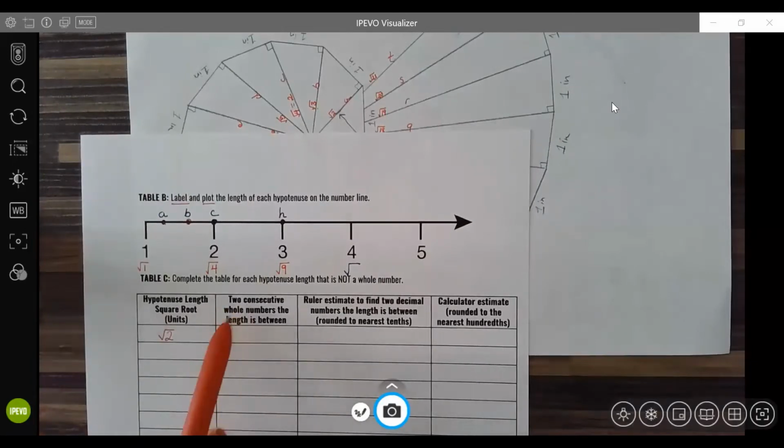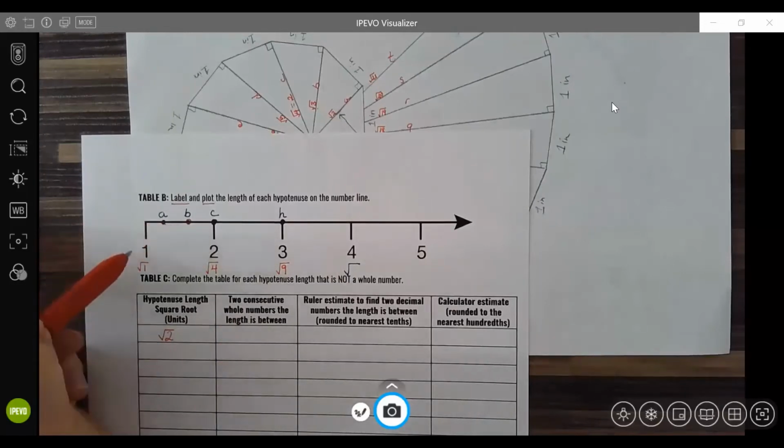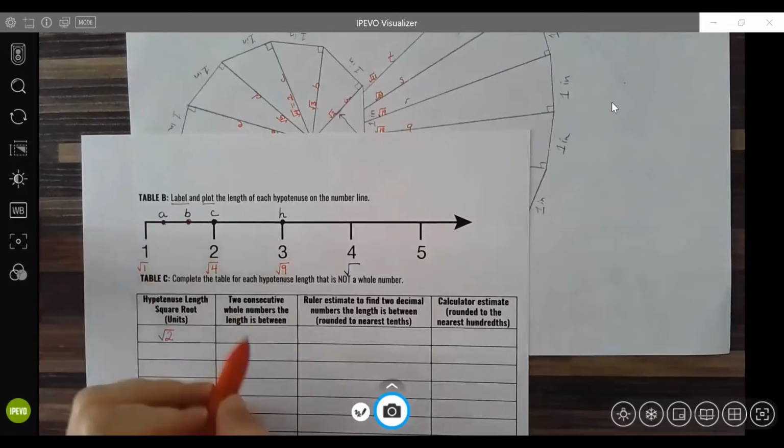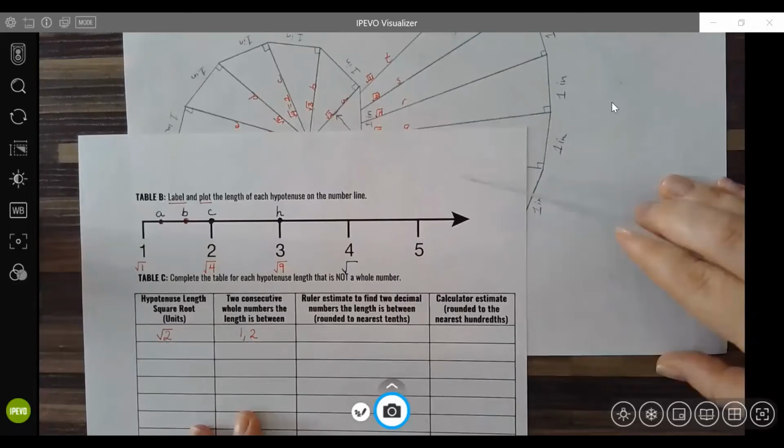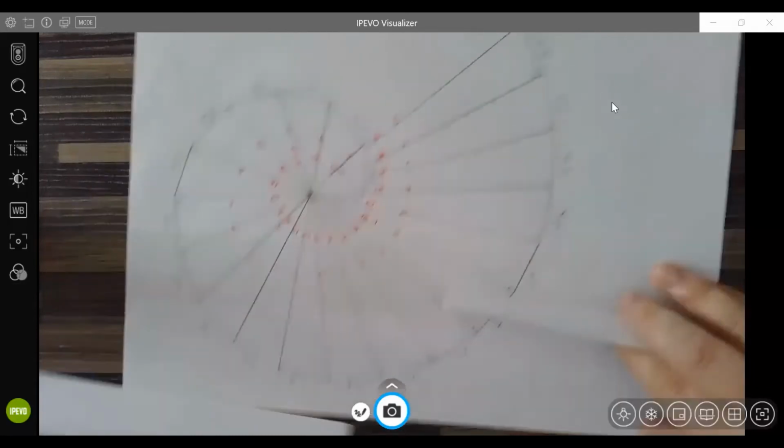The two consecutive whole numbers the length is between: right here, we have that A is between the whole numbers 1 and 2. So you can just write 1, 2, just like that, okay? And then a ruler estimate to find two decimal numbers the length is between, rounded to the nearest tenths. So we're really trying to narrow down what is the length of square root of 2. What is that really closest to? Because just between 1 and 2 is a pretty large difference in length.